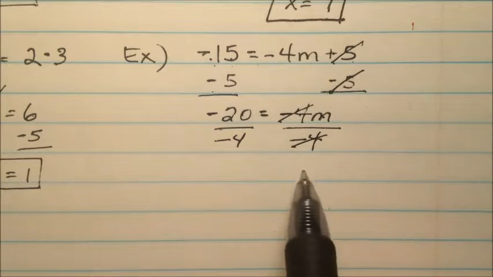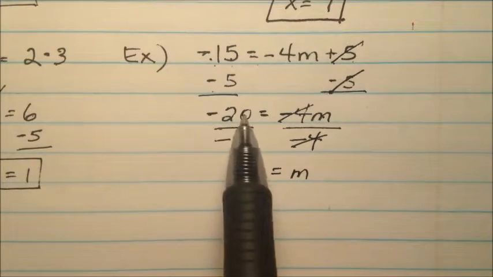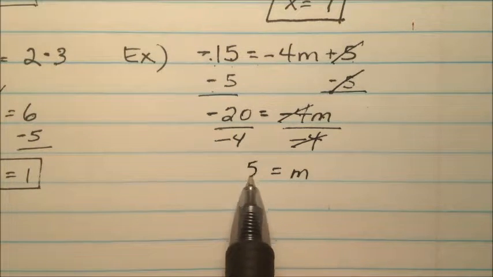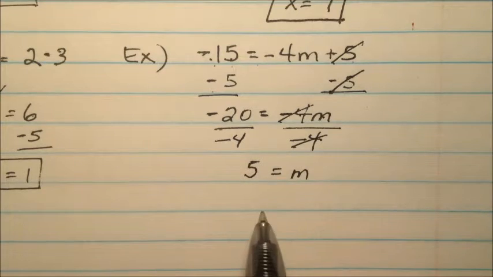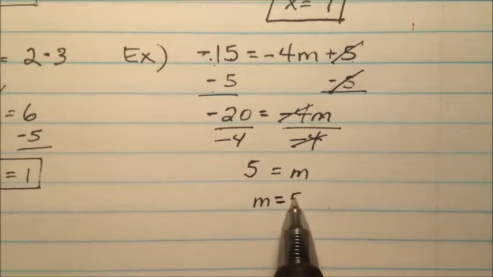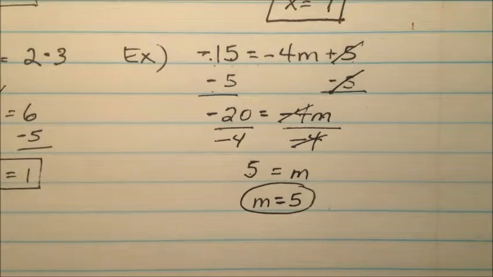So those negative 4's will cancel. I'll have m all by itself on the right side, and negative 20 divided by negative 4, which is 5 on the left side. And then I can use my symmetric property of equality just to turn these guys around and say, instead of 5 equals m, I can say m equals 5. And that's the answer for our fourth example.